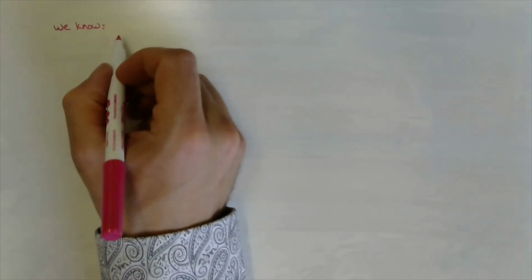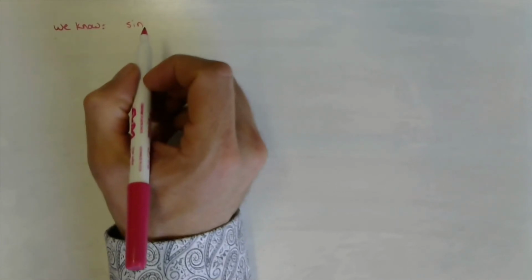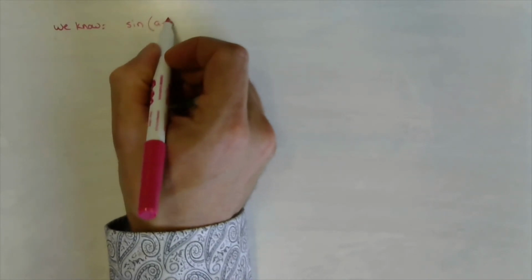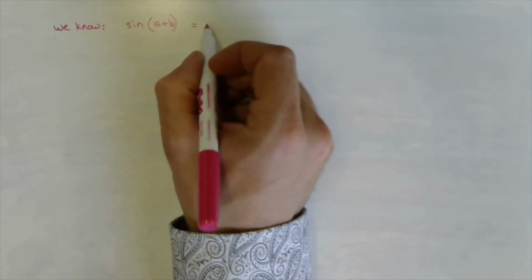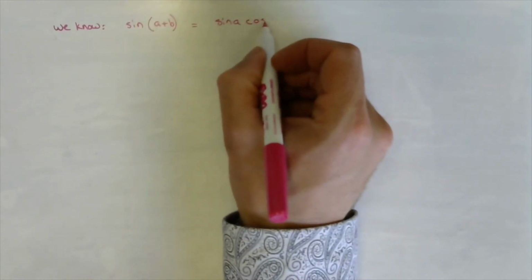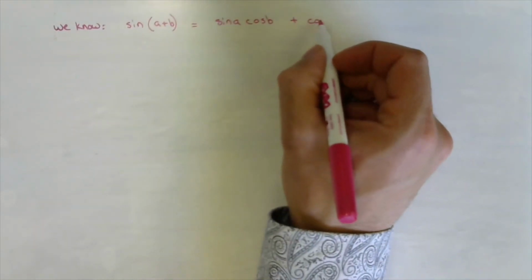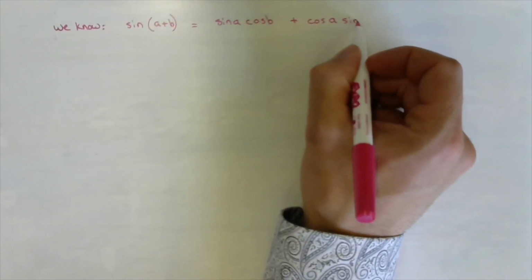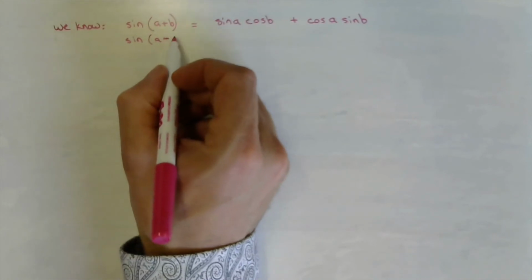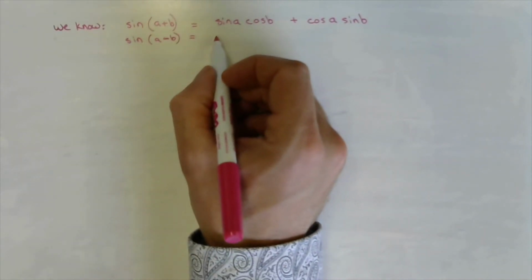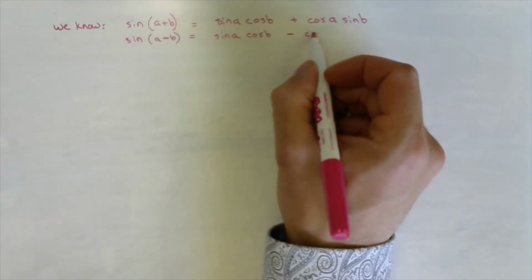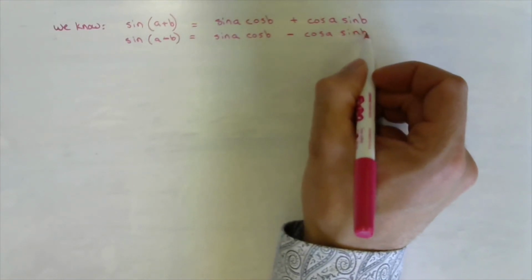We know the addition formula for sine and the subtraction formula for sine. Okay, so we know that the sine of a plus b is equal to the sine of a cos of b plus the cosine of a times the sine of b. And then line up the subtraction formula underneath this. So we also know that the sine of a minus b is equal to sine of a cosine of b minus cosine of a sine of b.